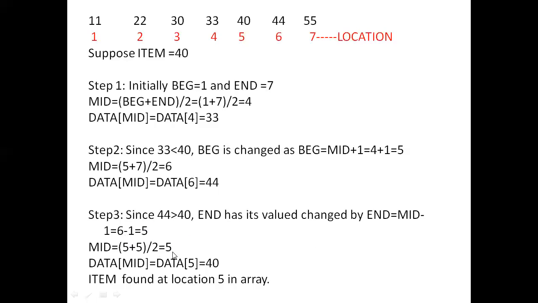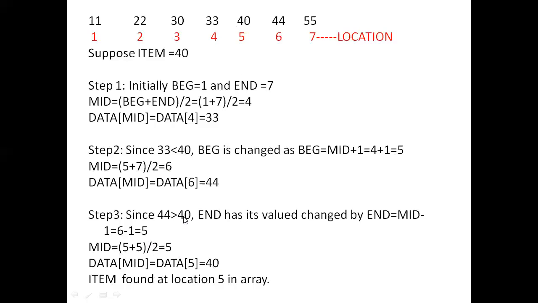Now we have to find out the mid element. What is the formula you have to use? Beginning plus end divided by 2. The beginning has now changed to 5, and the end is also changed to 5. So 5 plus 5 is 10, and 10 divided by 2 gives a mid element of 5. You can see data mid. What element is stored there? 40. Now you can observe that data mid is equal to data 5, which is equal to 40.